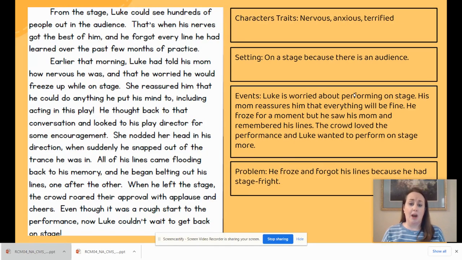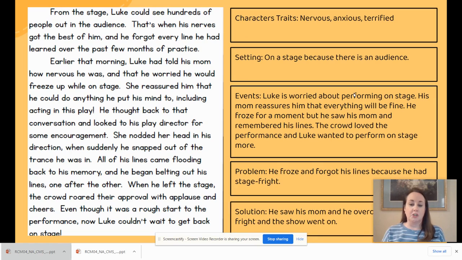We do have a problem because while he was on stage, Luke froze and forgot his lines and he had stage fright. So how did he overcome that, or his solution? He saw his mom. His mom gave him a look of encouragement, and the show went on. So even a short story like this, you see those elements and we're able to identify those in our story. So let's do one more.